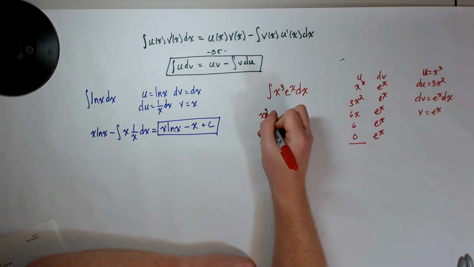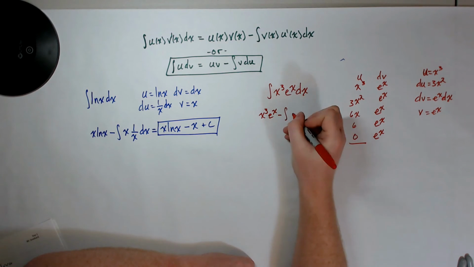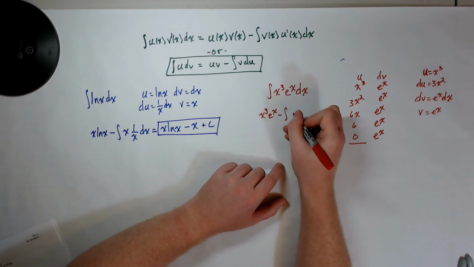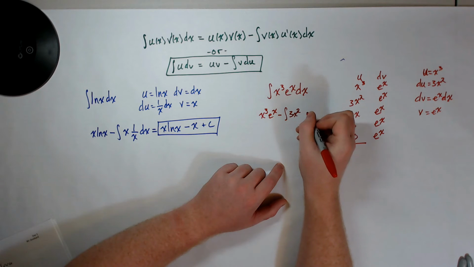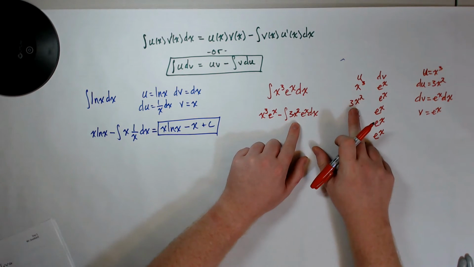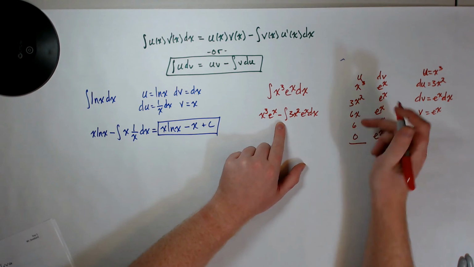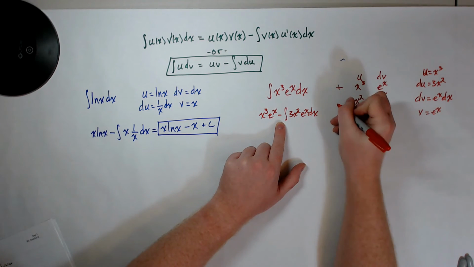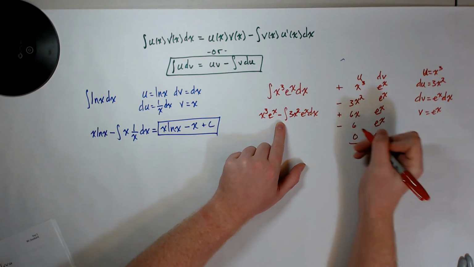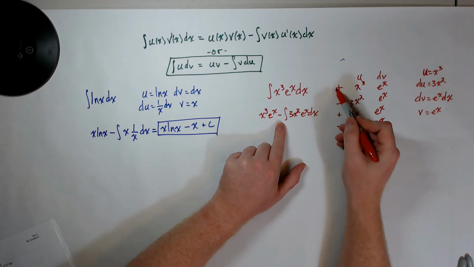Plugging this into my formula, uv minus the integral of v du, we get x to the third e to the x minus the integral of 3x squared e to the x dx. Like I said, we've simplified our formula. We've dropped the degree down by 1, but we still have the product of functions. We can't integrate this right now. If we used u substitution again, this minus sign in front of the integral is going to make my signs switch back and forth. So let's take that into account and alternate my signs.